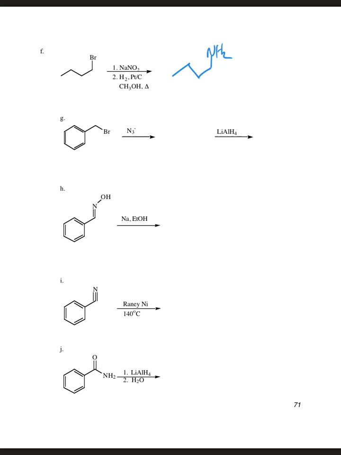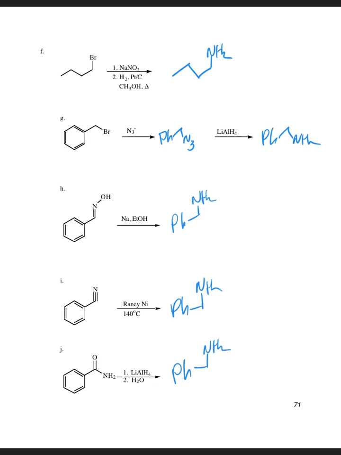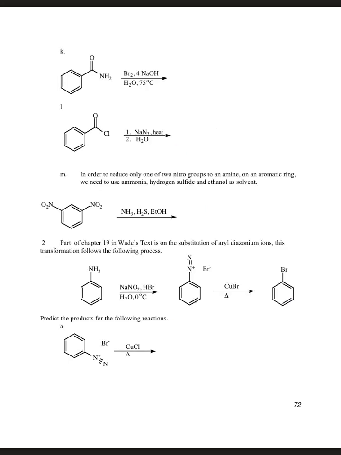Remember what chapter we're in. The azide is going to give us the benzyl azide, and then we reduce that down to benzylamine. Sodium and ammonia reduce the oxime to benzylamine. Raney nickel on a triple bond, the nitrile, gives benzylamine. There's a pattern here: benzylamine. So all we're doing is reducing the functional group down as far as we can go.